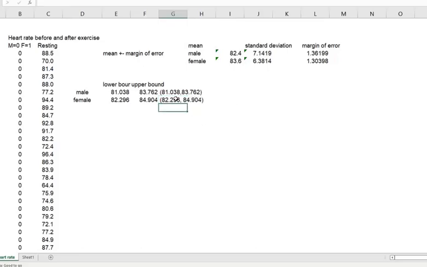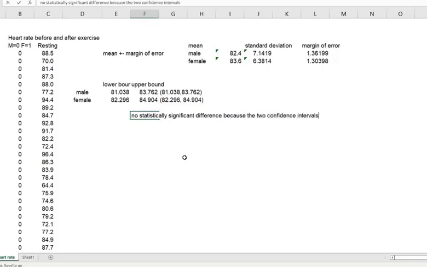And so look, the numbers cross, right? 83 is the highest for males. 82 is the lowest for females. Those cross. So for my randomized data set, which is different than your data set, I would say that there's no statistically significant difference because the two confidence intervals cross.